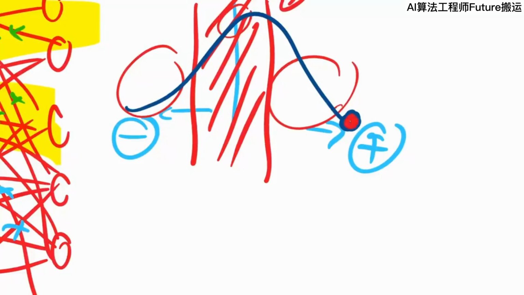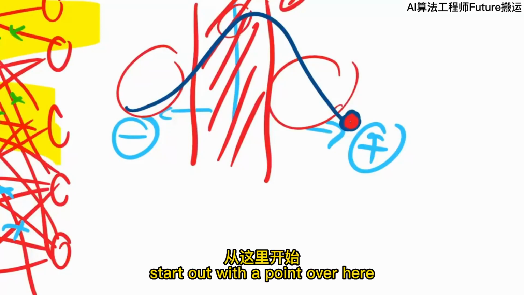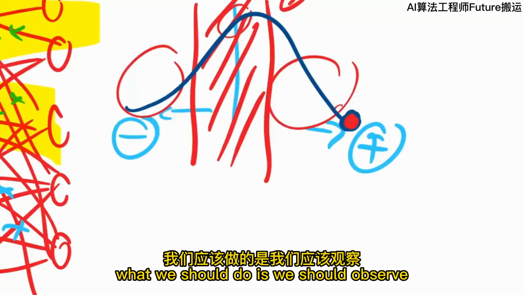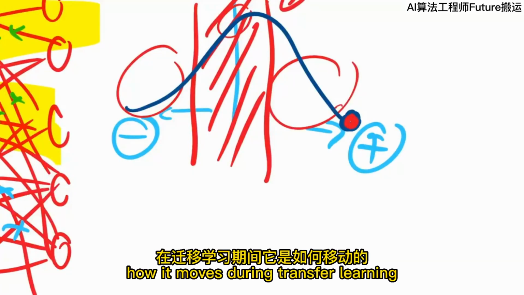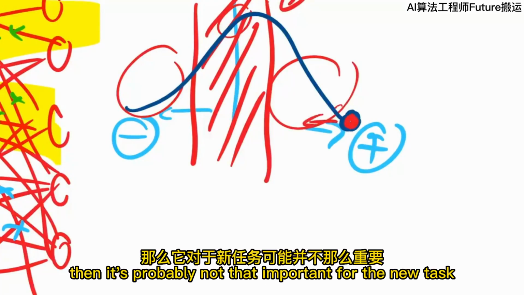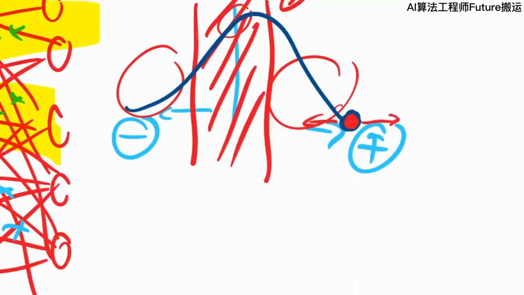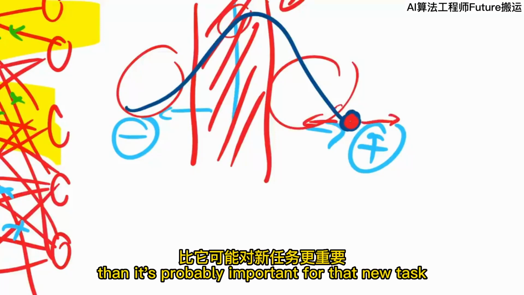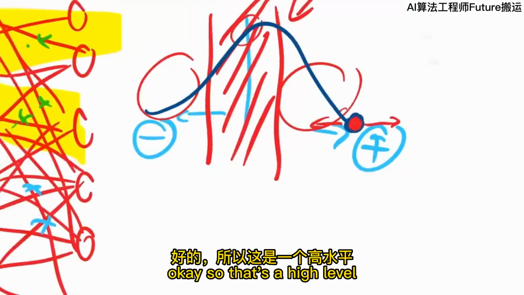So if we start out with a point over here, what we should do is observe how it moves during transfer learning. If it moves towards 0, then it's probably not that important for the new task. And if it moves to be even larger, then it's probably important for that new task. Okay, so that's a high level.